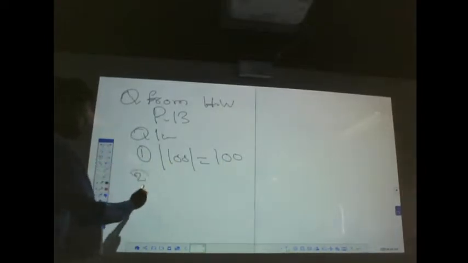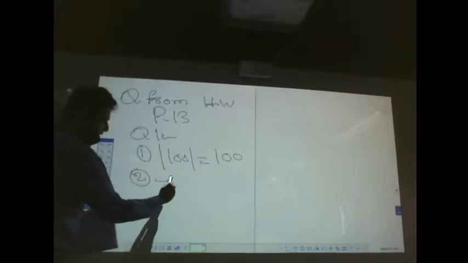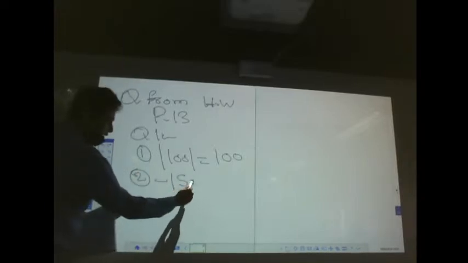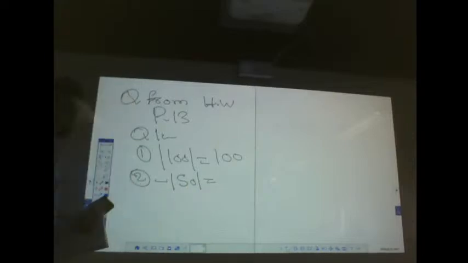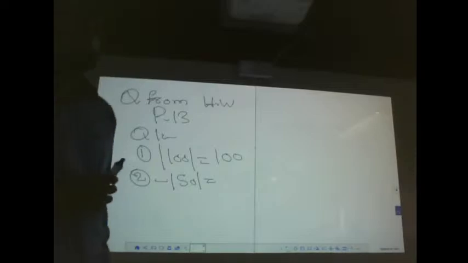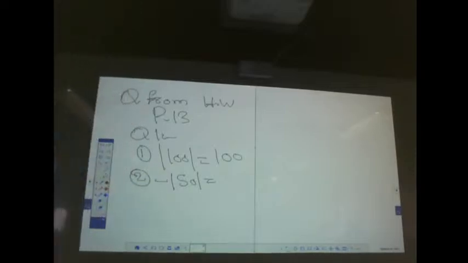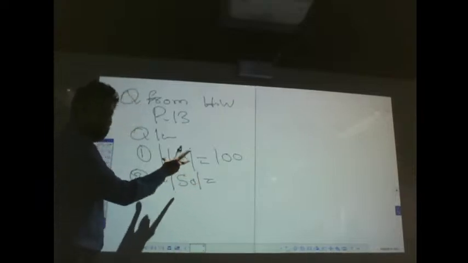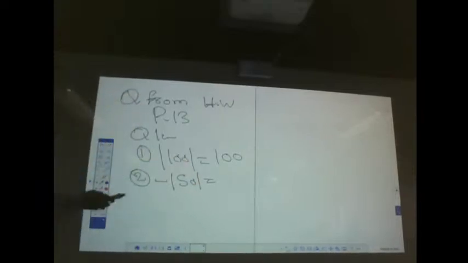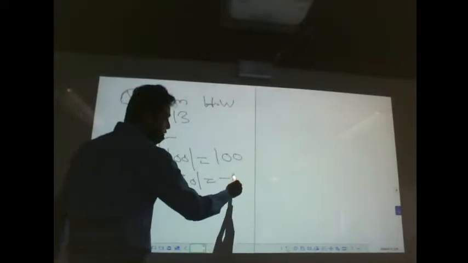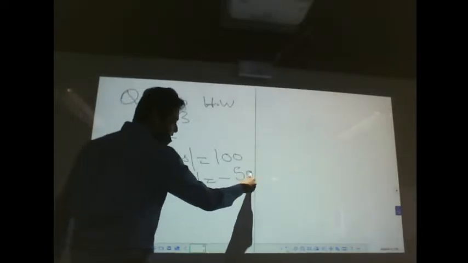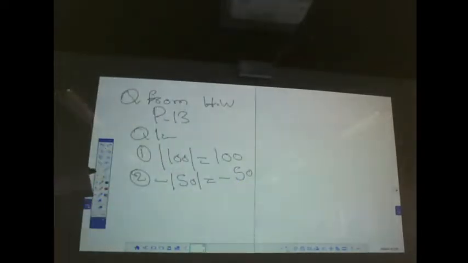Question number 2. Minus is outside, and 50 is here. Now what is the answer of this one? If we see the absolute, it is 50, but the minus is outside, right? Negative, the minus is outside. So it is only minus 50, right?